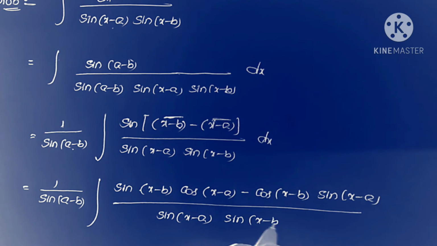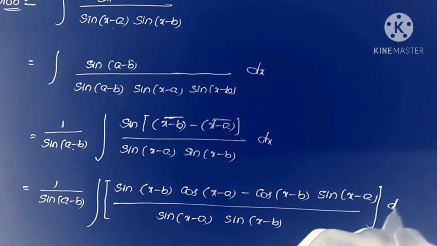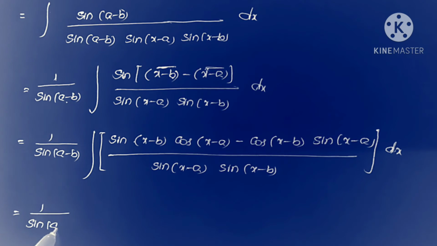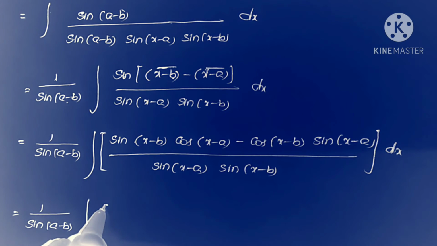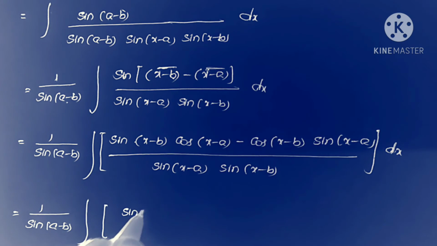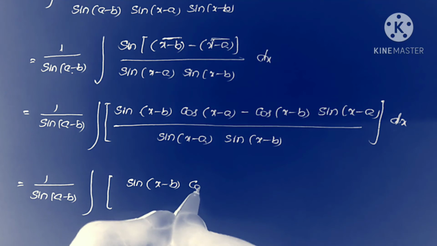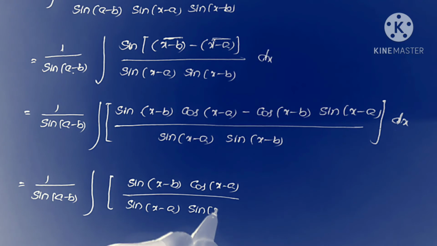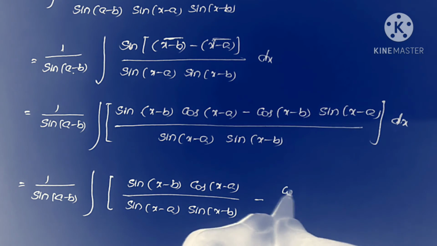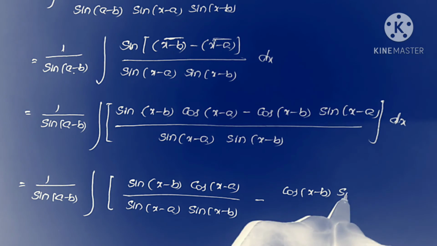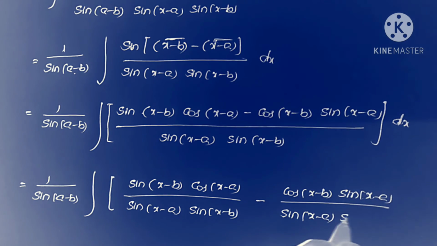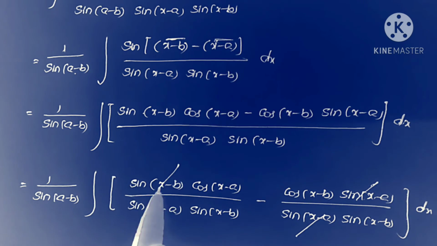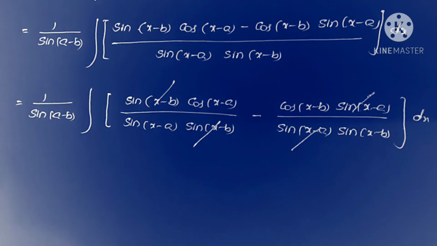Sine a cos b minus cos a sine b whole by sine of x minus a into sine of x minus b. Now separating the denominator into dx, this is equal to 1 by sine of a minus b into integral, first: sine x minus b into cos x minus a by sine x minus a into sine x minus b, minus cos x minus b into sine x minus a by sine x minus a into sine x minus b. Now here sine x minus a gets cancelled. Here sine x minus b gets cancelled. Now writing the remaining values.